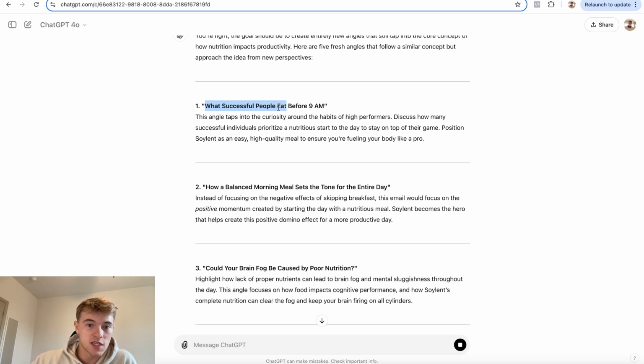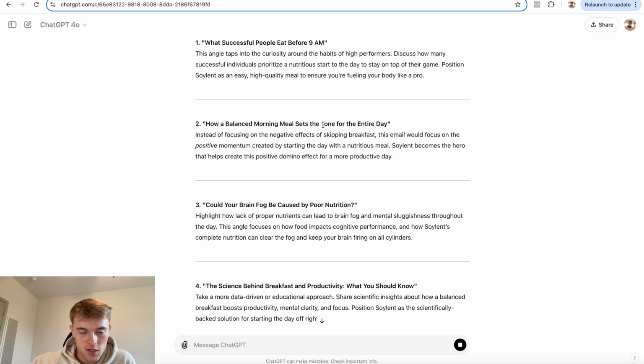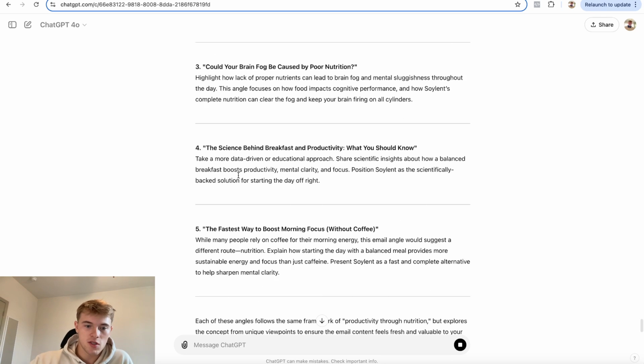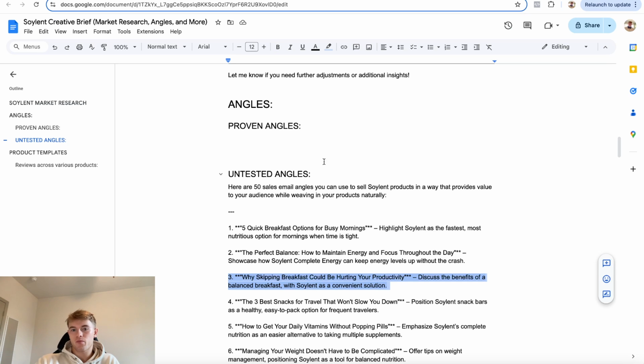Now, what successful people eat before 9 a.m. That's a great angle that we could use. How a balanced morning meal sets the tone. Could your brain fog be caused by poor nutrition? That's a good one because that's leveraging brain fog. So you can see that not all of these will be great, but there will be a lot of good ones. Like this one, the fastest way to boost morning focus without coffee. Not a bad one. So yeah, they all leverage the winner.